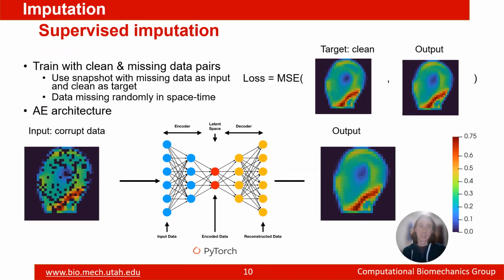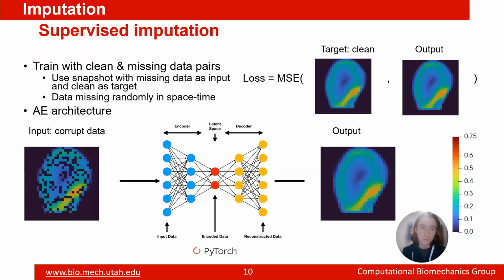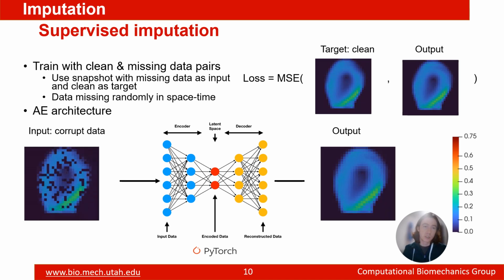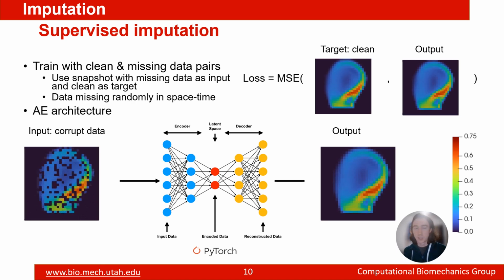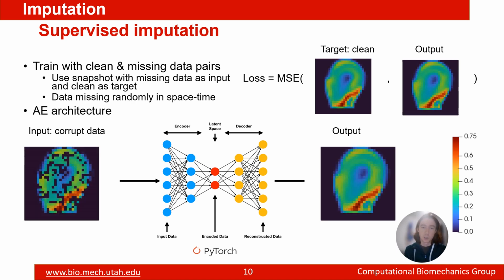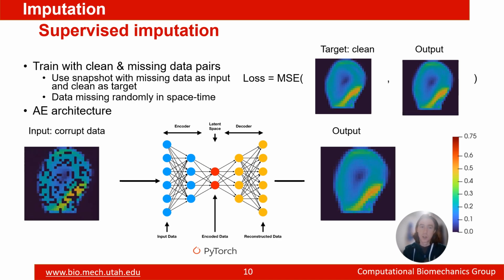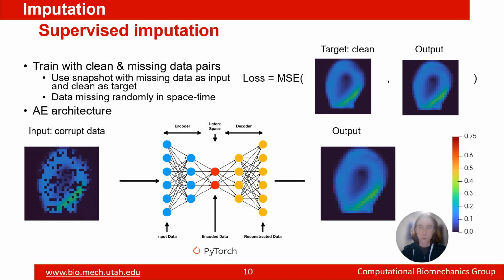Obviously, we can do this using the supervised way where we train with clean and corrupt data pairs, similarly to the noisy case. Using a similar autoencoder architecture, we can see that the network learns to fill in the gaps in the flow field.